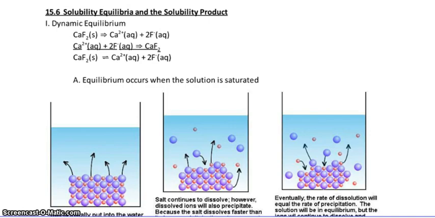So section 15.6 is about solubility equilibria and the solubility product, otherwise known as KSP. So when you ever have a solid in water, you will set up a dynamic equilibrium. Dynamic means moving, motion. There is something going on. It's just not sitting there.